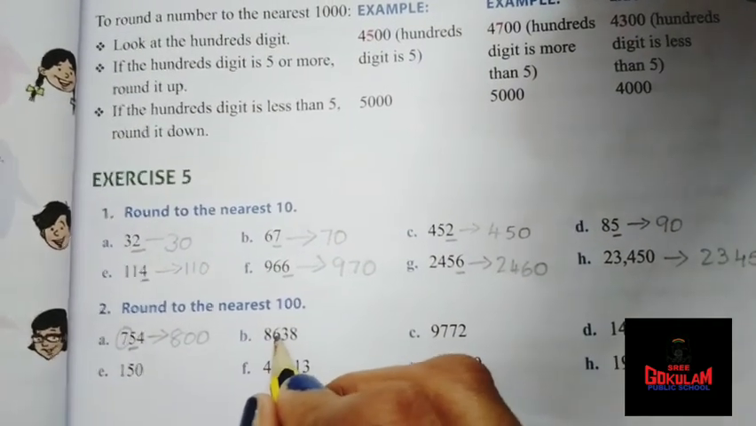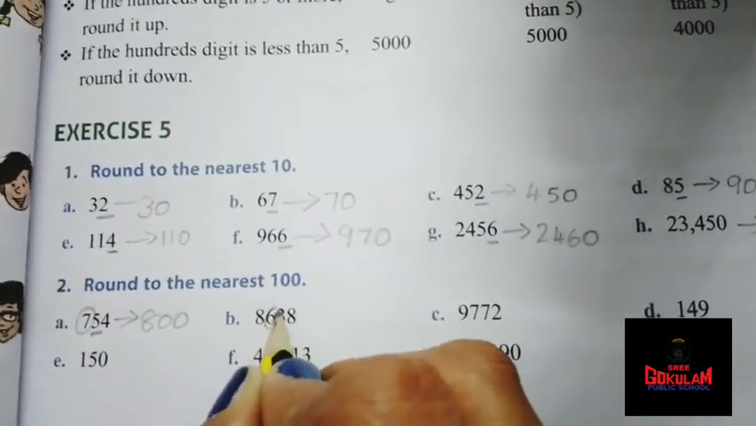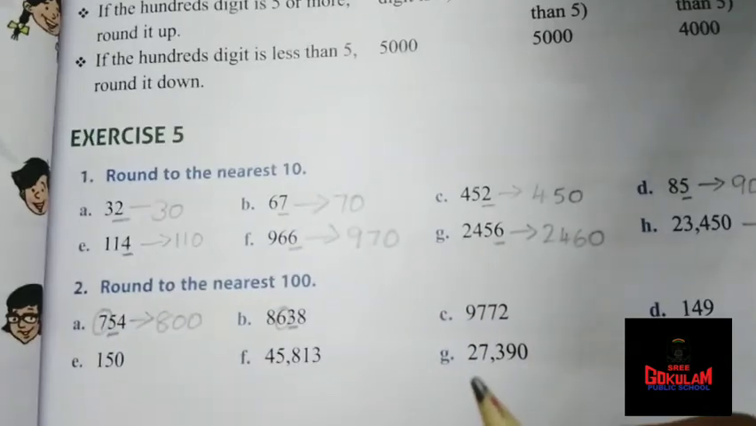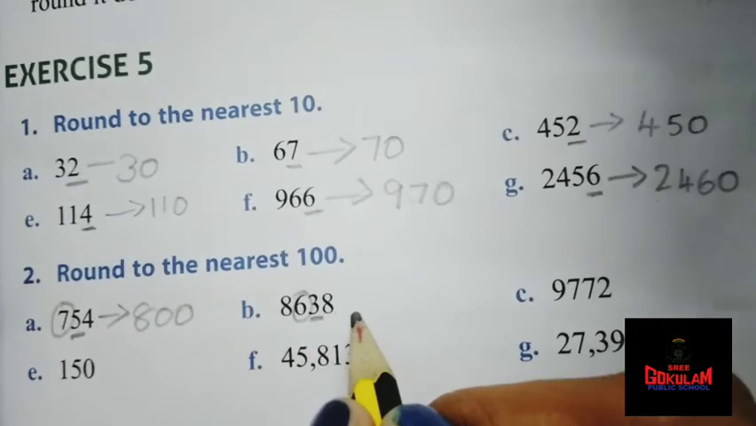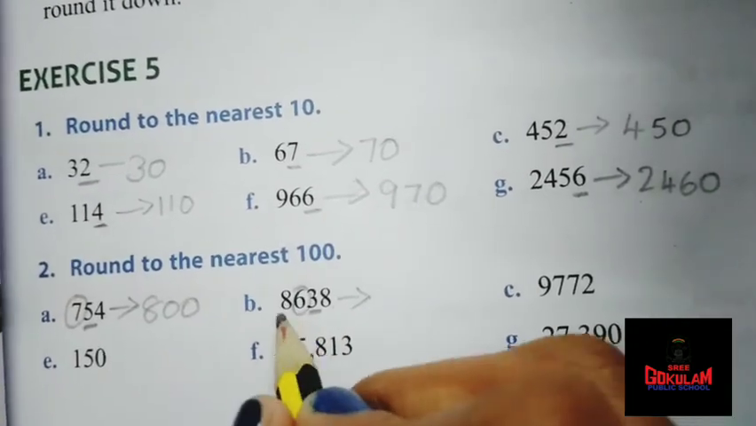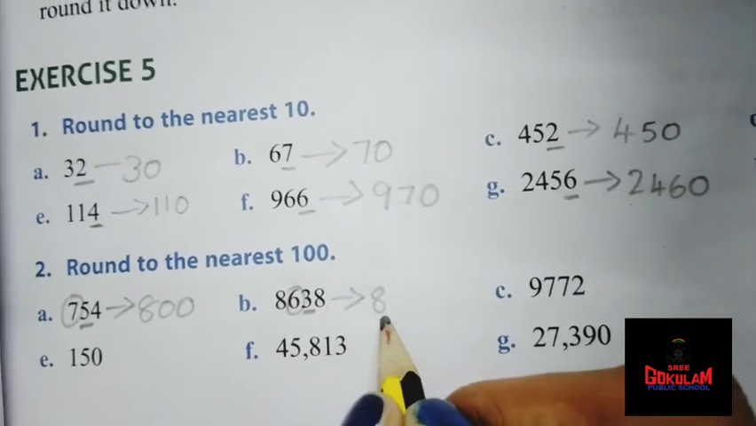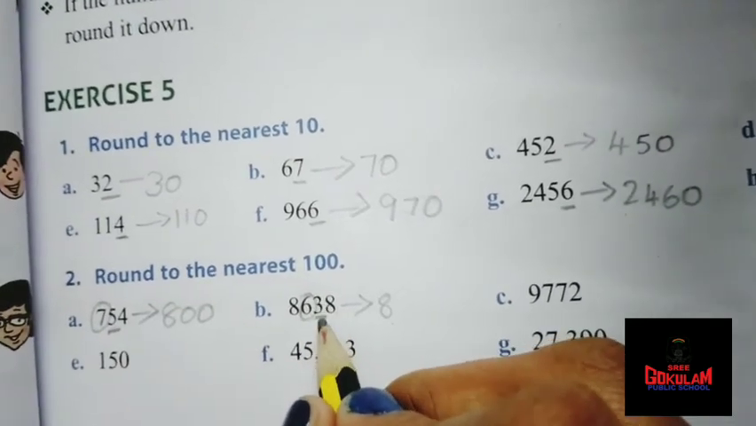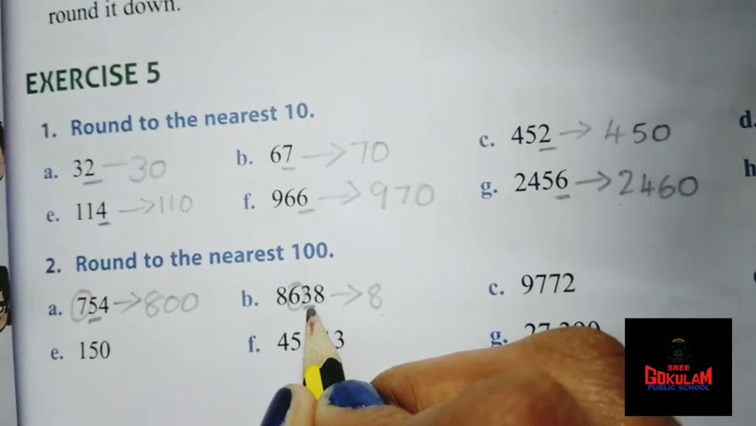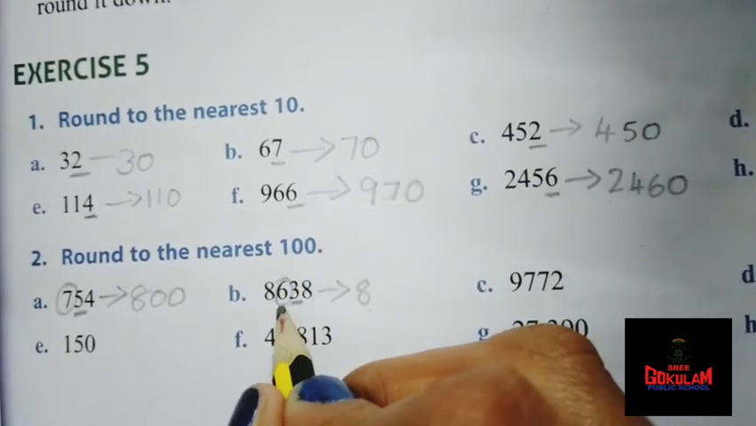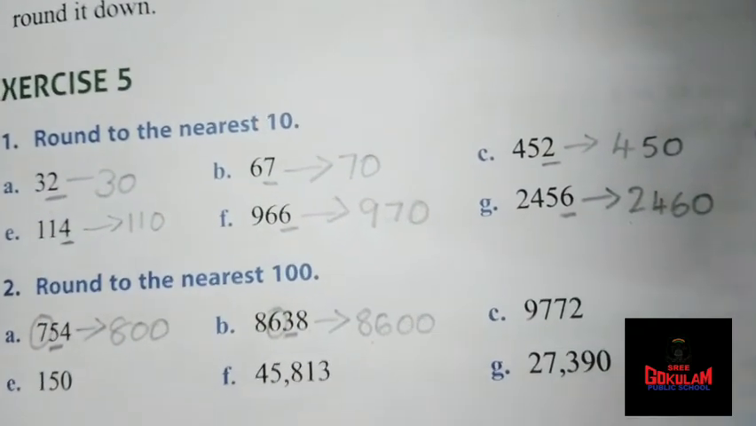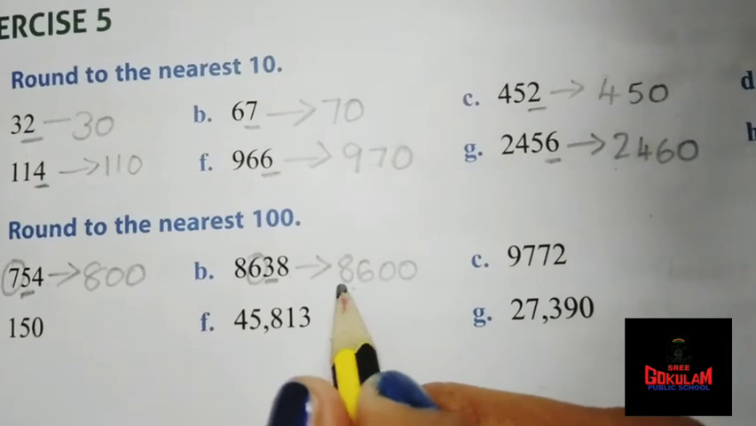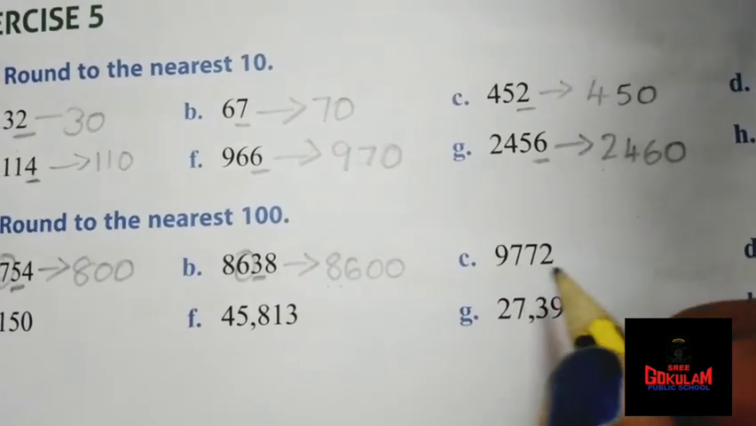Next question, 8638. We circle the 100 place and underline the tens place. It is 3, below 5, so we have to round down. Since it is less than 5, there will not be any change in the 100 place. We write the same number 6, and the other places are 0. 8,600.